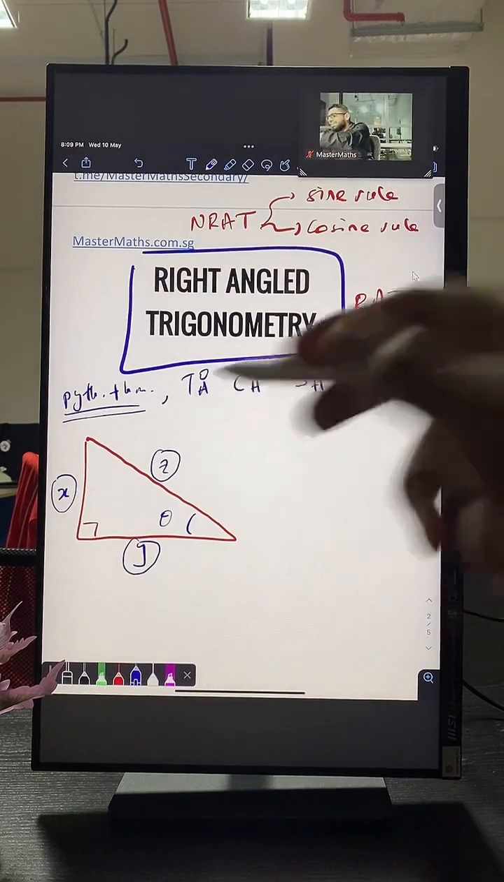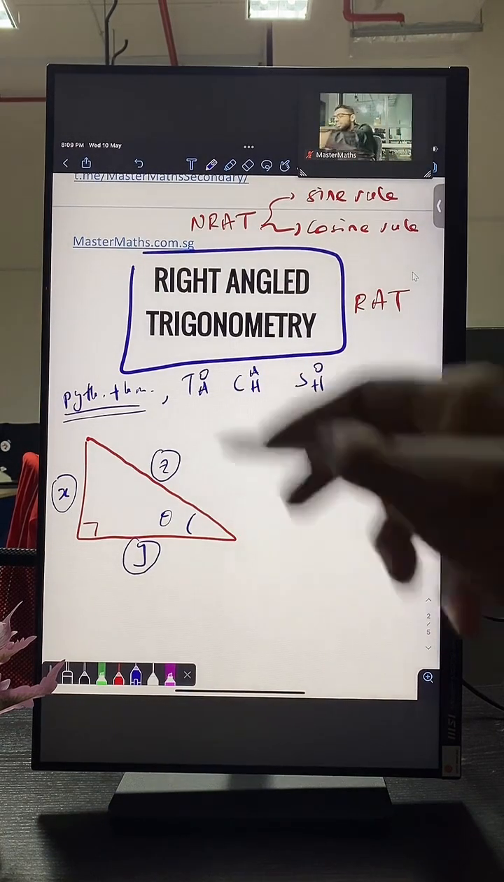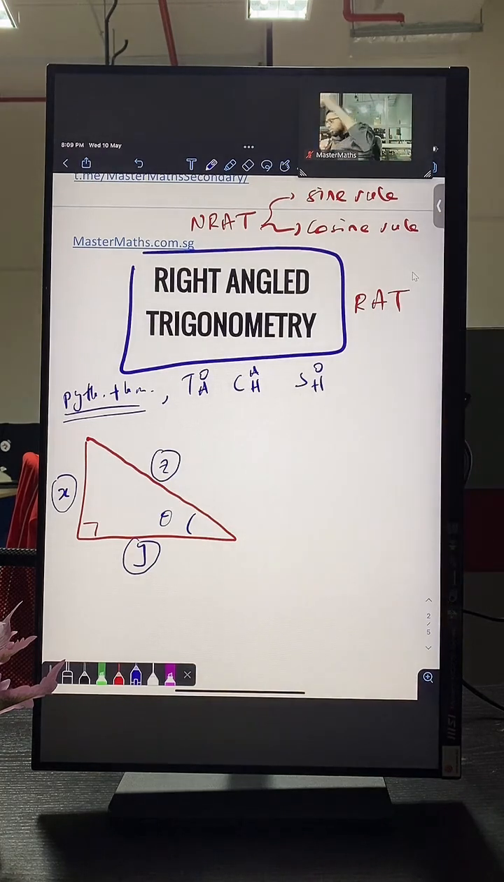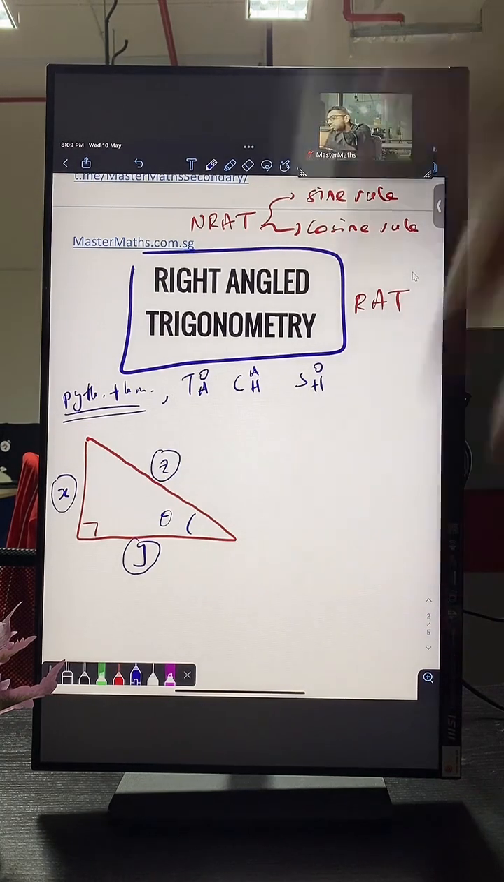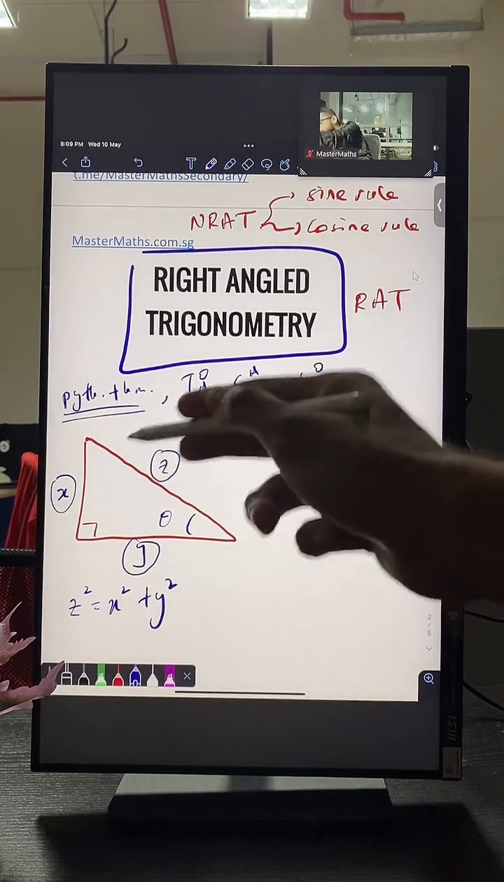So Pythagoras is really all about length. Okay, so if you see these three lengths, you can use Pythagoras Theorem. Okay, so let's use Pythagoras Theorem, which tells us that the hypotenuse square, guys, is just x square plus y square. This is how you link the three lengths together.